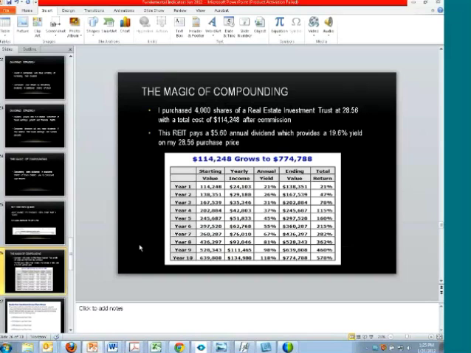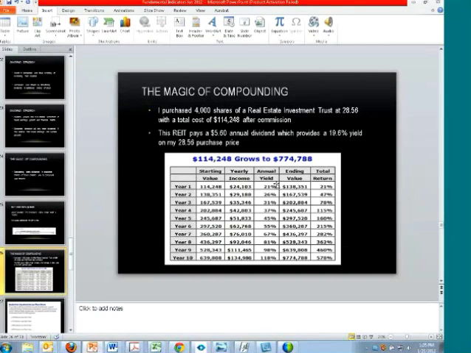So those 4,000 shares cost me $114,248 after commission. And then if I reinvest the dividends, and again, if the dividends stay the same and the price of the stock stays the same, after year one, I'll have a yearly income of $24,103, and that works out to an annual yield of 21%.